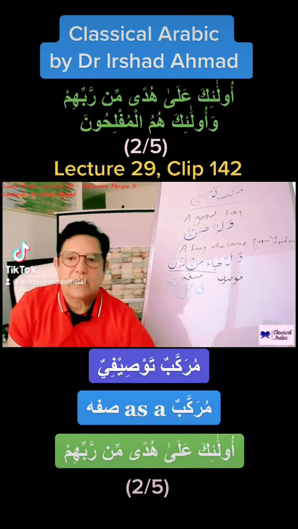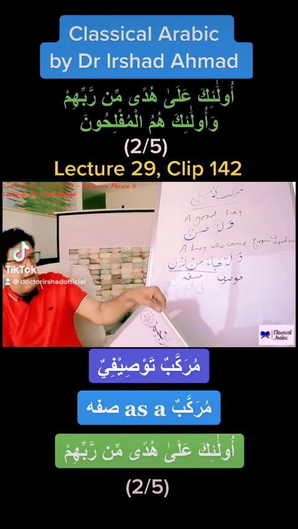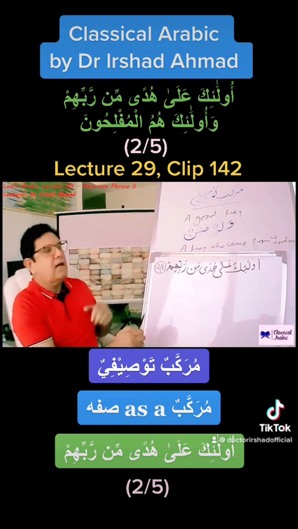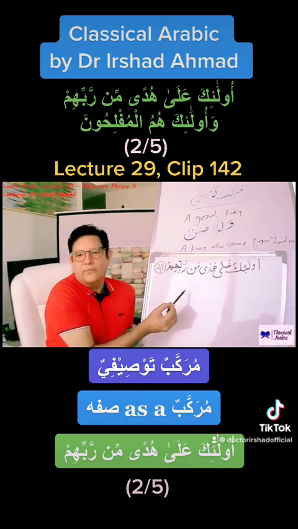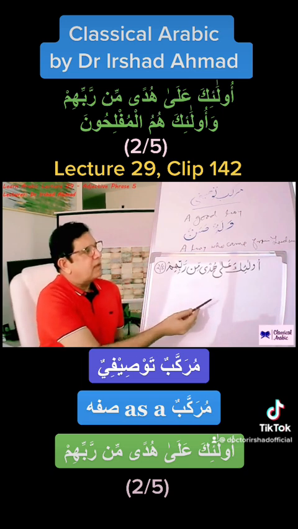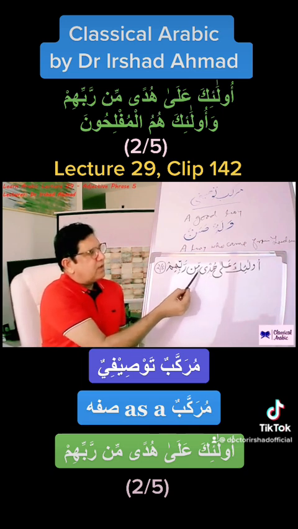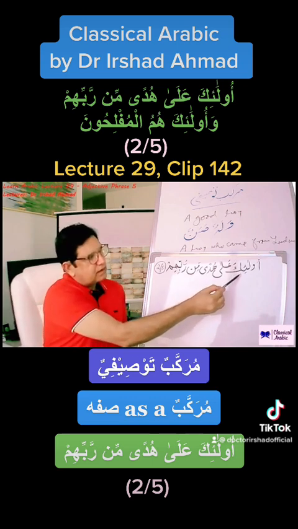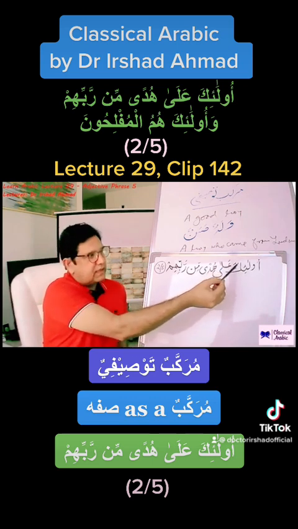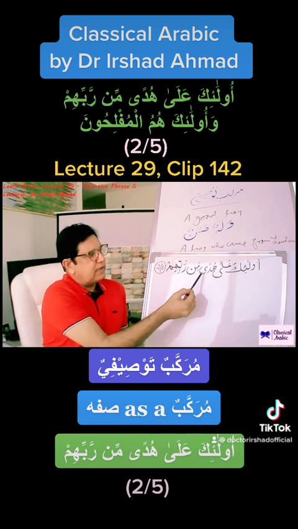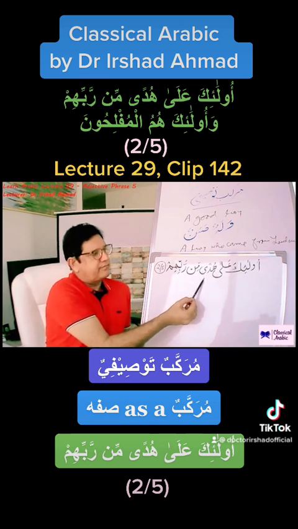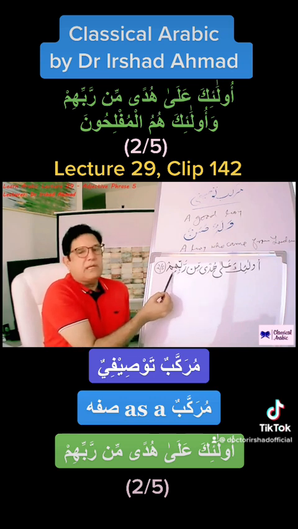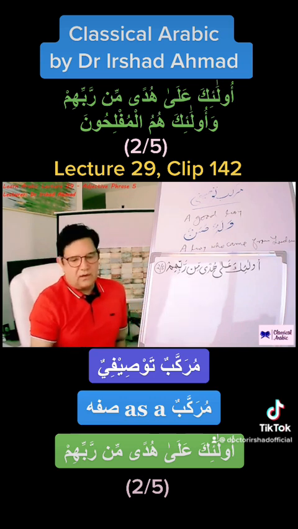Now let us look at a Quranic example. This is part of the ayah, the first half of ayah number 5 of Surah Baqarah. Ulaika ala hudam mir rabbihim. Ulaika, those, they are on a guidance, hudan, a guidance. What kind of guidance? Mir rabbihim, which is from their Lord.